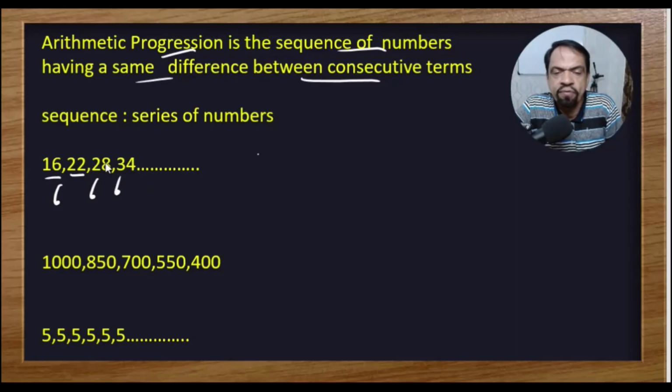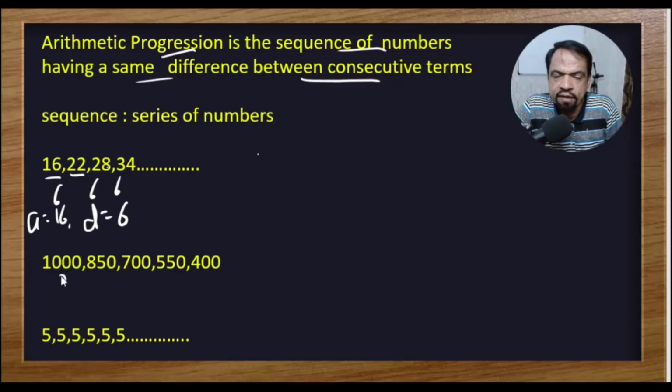तो मीन्स कॉमन डिफरेंस क्या है? 6. तो उसको हम D से डिनोट करते हैं. कॉमन डिफरेंस इन दिस सीरीज इज 6. एंड फर्स्ट टर्म को हम डिनोट करते हैं A से. A is equal to 16. Now इसमें देखिए नेक्स्ट सीरीज में it is decreasing, so means the difference between 850 and 1000.